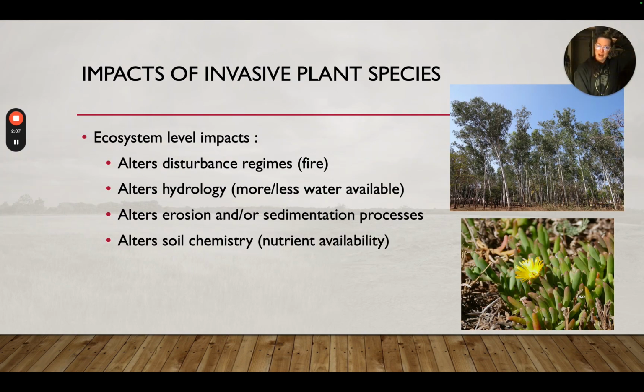So what could some of the impacts of invasive species be in terms of ecosystem level impacts? They could alter disturbance regimes. You could consider things like fires. What could make a place more flammable, basically? It could alter the hydrology, meaning that there's more or less water available for other species. It could alter erosion and sedimentation processes. Or it could alter soil chemistry, meaning it could alter nutrient availability.